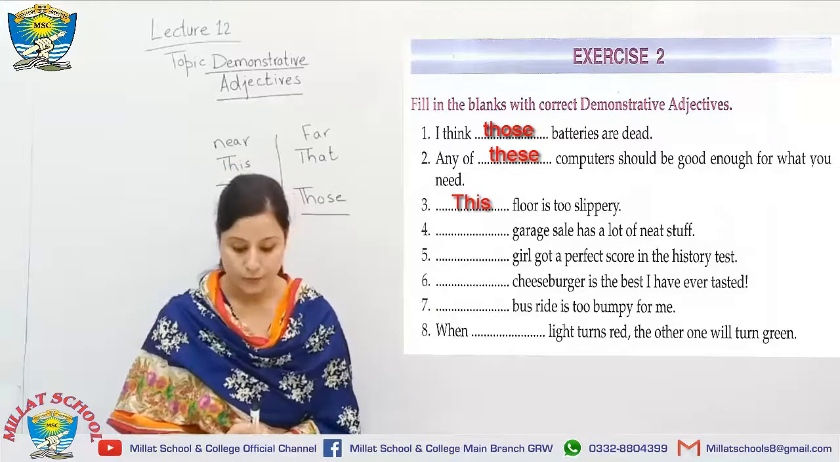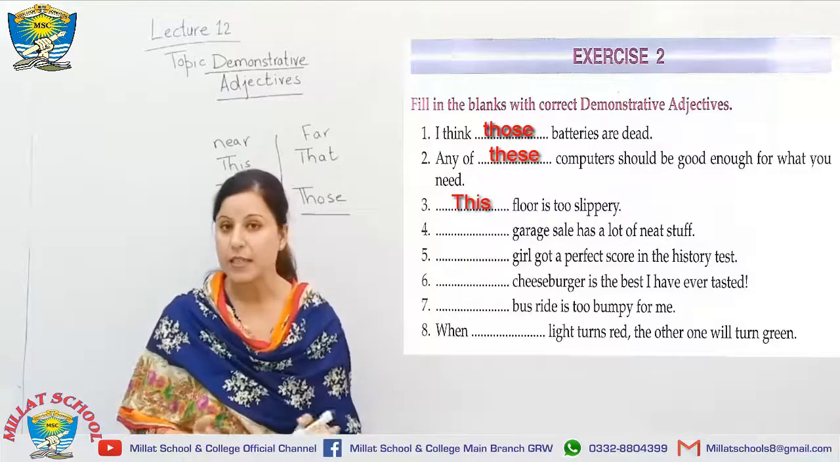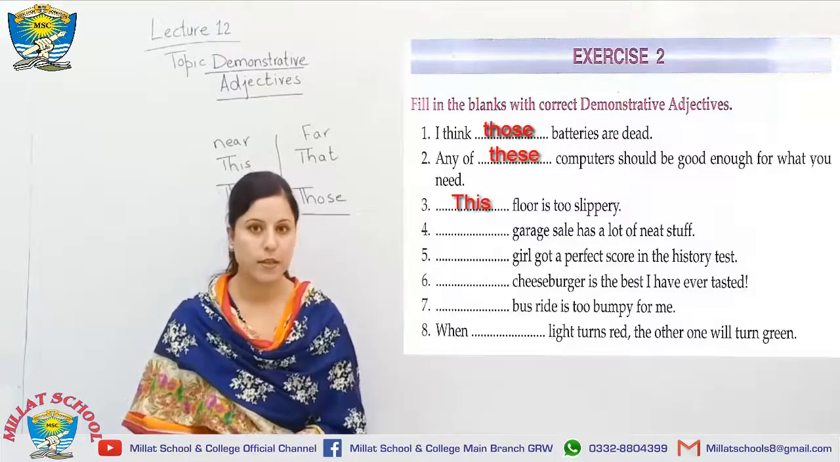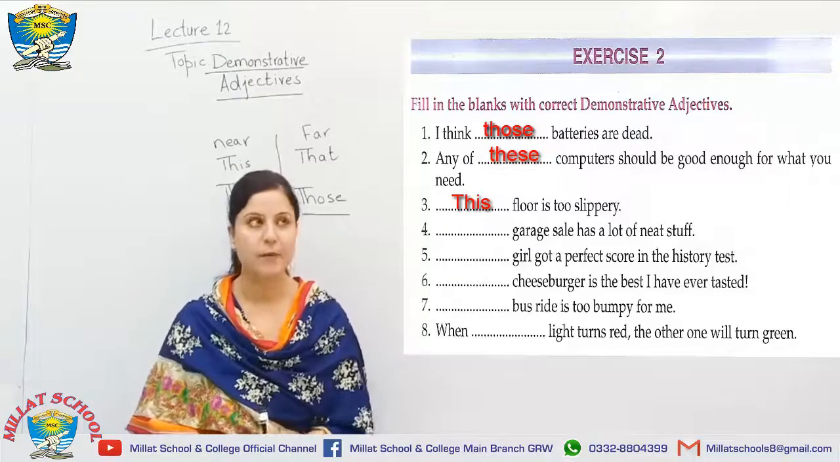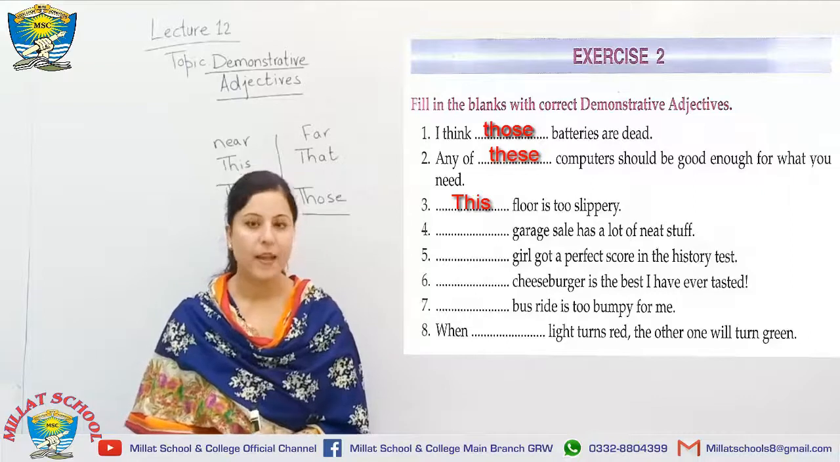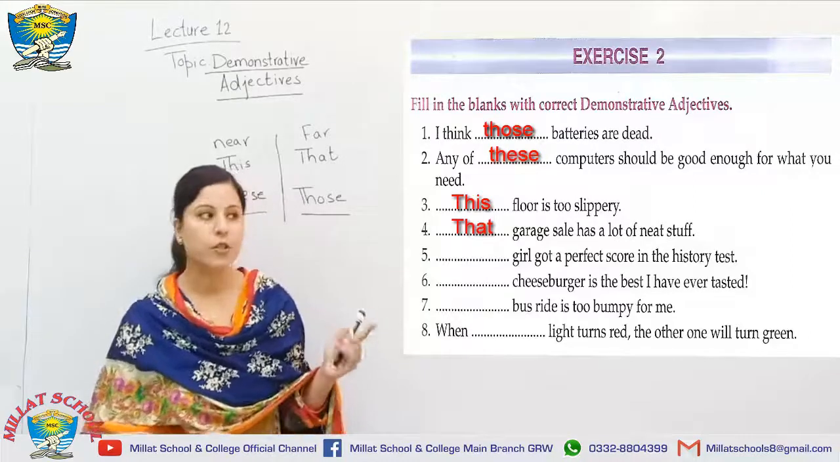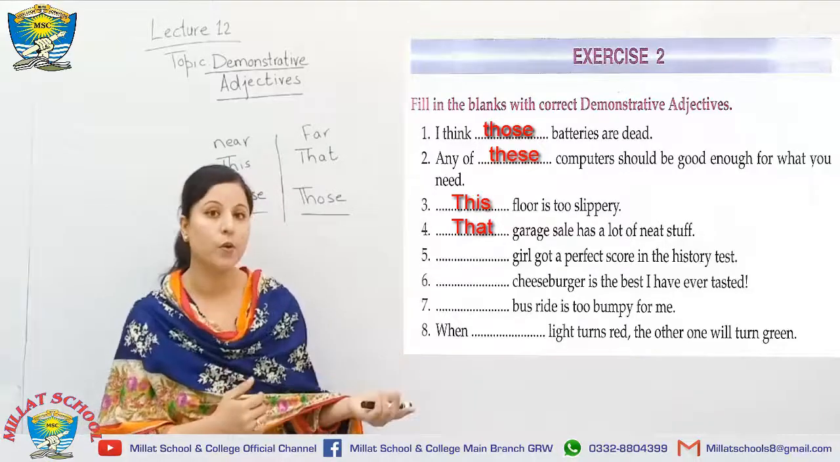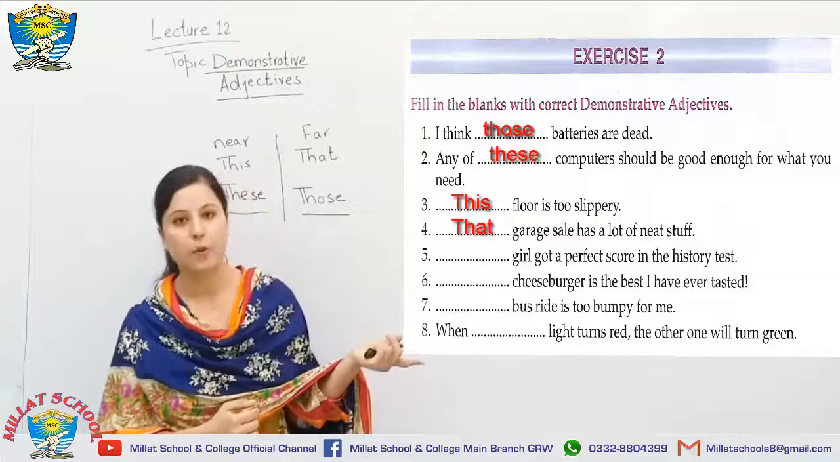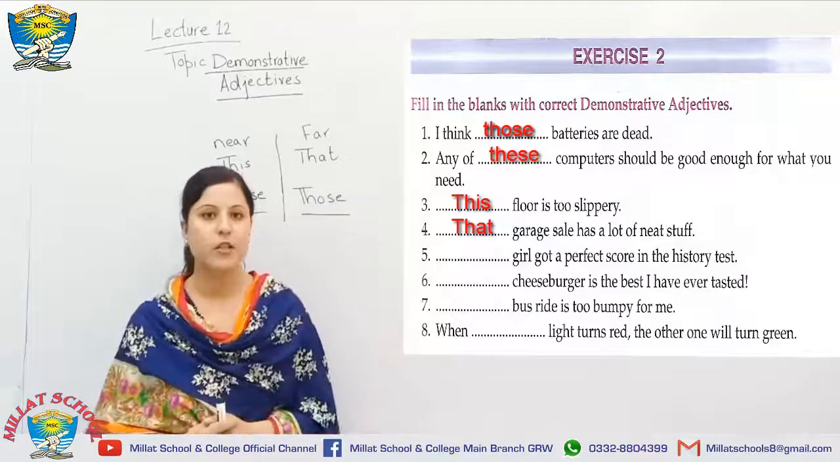So have a look at the next sentence, that is number 4. Dash garage sale has a lot of neat stuff. So what's the next? Yes, think about it. Take your time. Tell me. Exactly, you have done this. That garage. Because you are not standing in the garage. They are talking about something which is a little bit far from it. So that garage will be used for this demonstrative adjective.